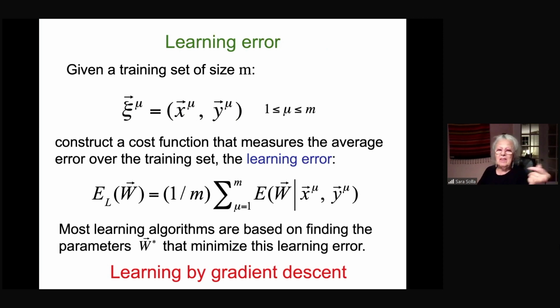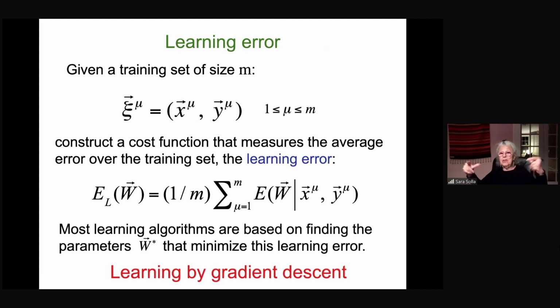So given a training set, we have these m examples. Each example is, as I said, an xy pair labeled by this index mu. Mu goes from 1 to m. We construct a cost function. And this cost function is simply the average error over the training set.